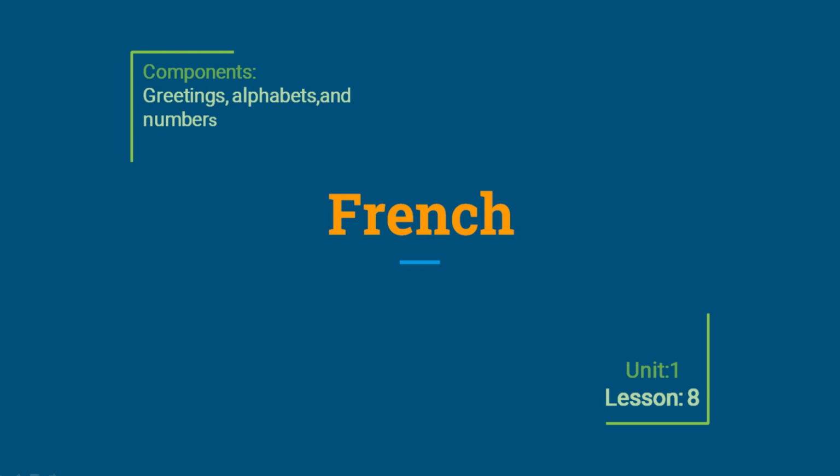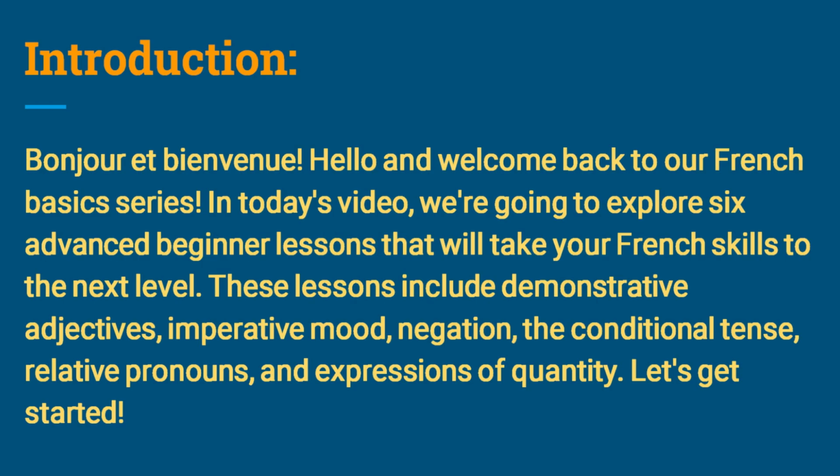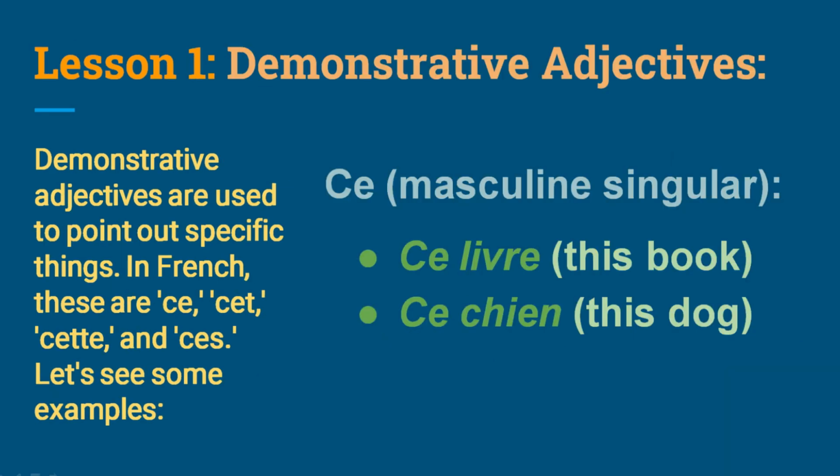French. Components: Greetings, alphabets, and numbers. Unit 1, Lesson 8. Introduction. Bonjour et bienvenue. Hello, and welcome back to our French Basics series. In today's video, we're going to explore 6 advanced beginner lessons that will take your French skills to the next level. These lessons include demonstrative adjectives, imperative mood, negation, the conditional tense, relative pronouns, and expressions of quantity. Let's get started.